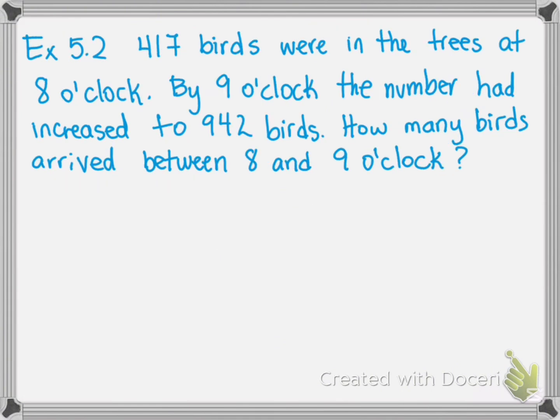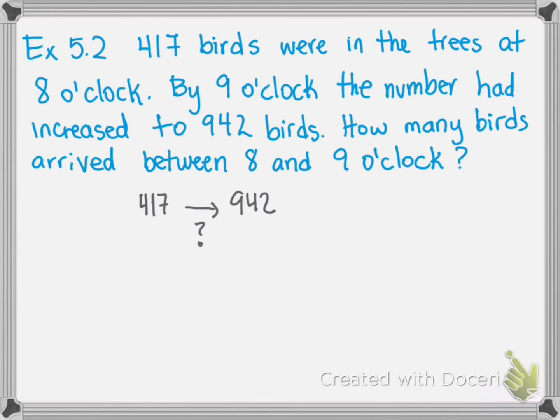Let's look at the second example. It says 417 birds were in the trees at 8 o'clock. By 9 o'clock, the numbers had increased to 942 birds. How many birds arrived between 8 and 9 o'clock? So let's see what's happening. We start with a number, 417, and then it says that there is an increase to 942. And we want to know what is that increase.